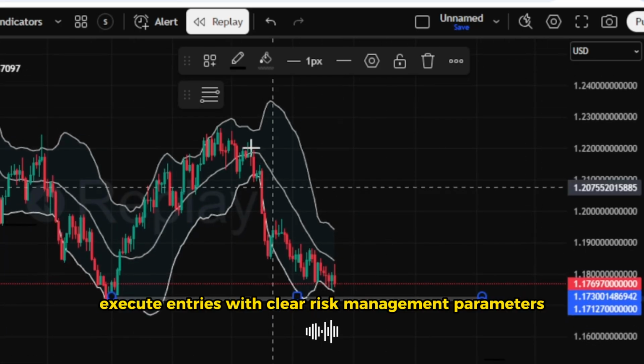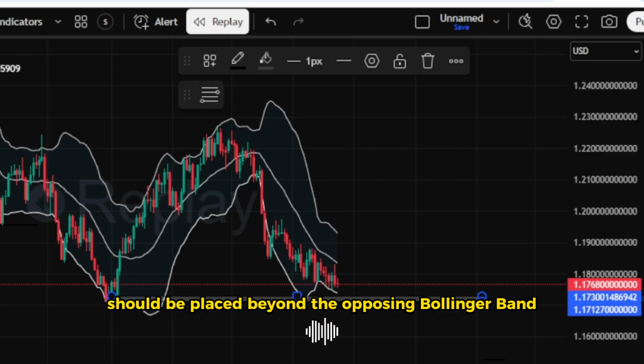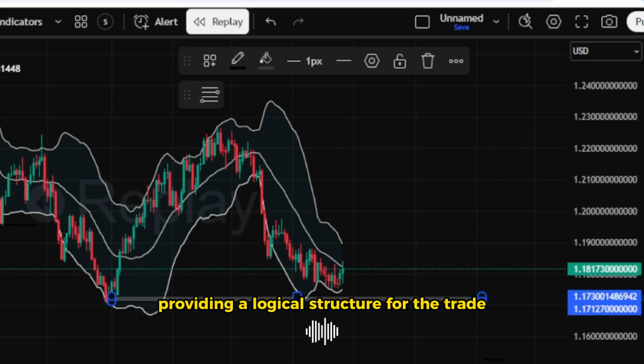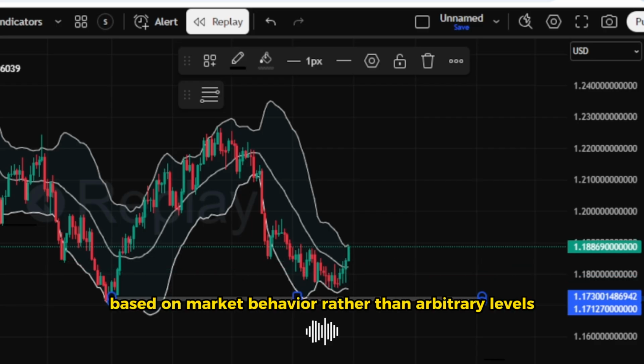Fourth, execute entries with clear risk management parameters. Stop losses should be placed beyond the opposing Bollinger Band or recent swing points, providing a logical structure for the trade based on market behavior rather than arbitrary levels.